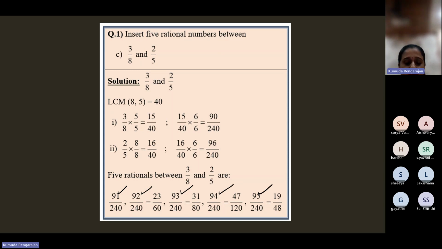And this 94 by 240 should simplify. Cancel and it's 47 by 120. This one also cancel, it's 31 by 80. This one cancel and it's 23 by 60. This one cancel and it's 19 by 48. As I told you, you should never leave a rational number in the reducible form. You should write it in its lowest terms, in the simplest form. So this is the simplest form, 23 by 60 and so on.